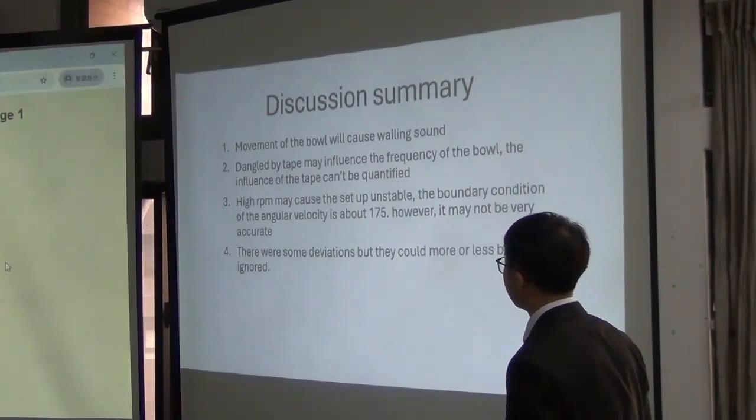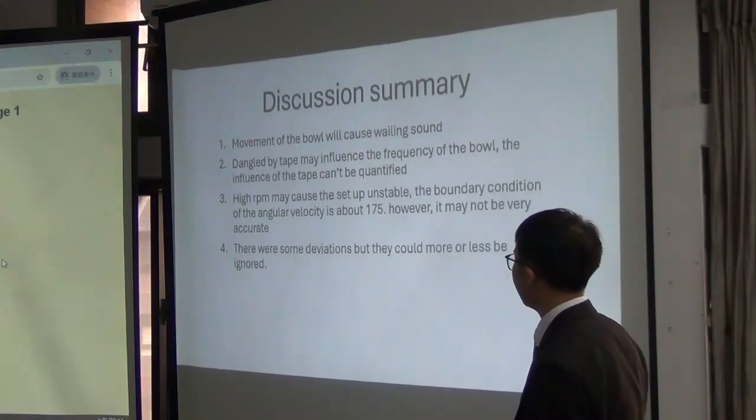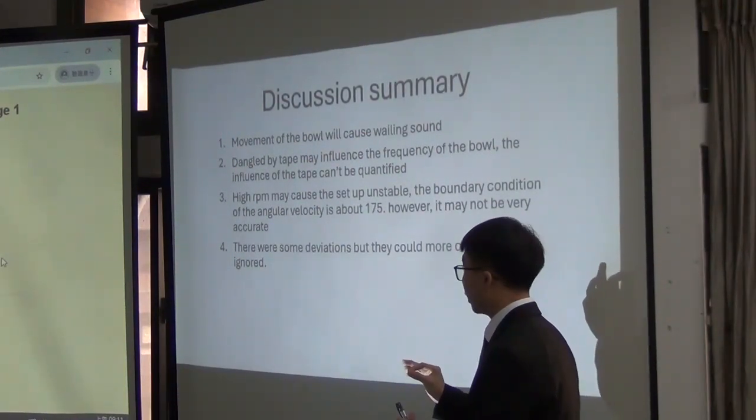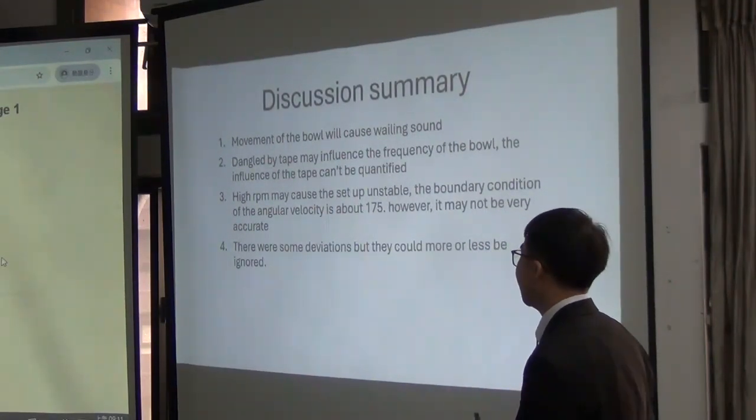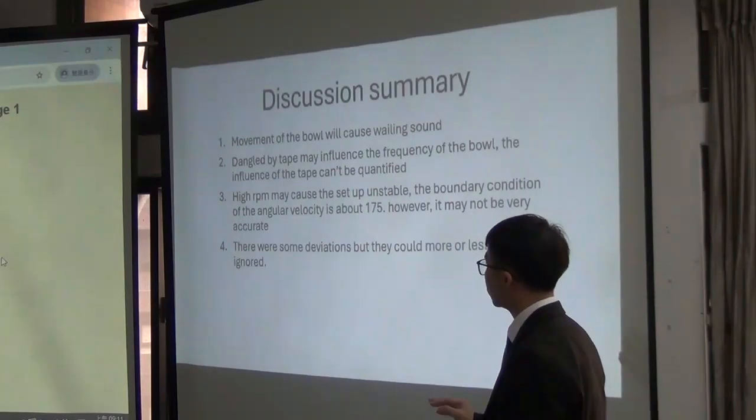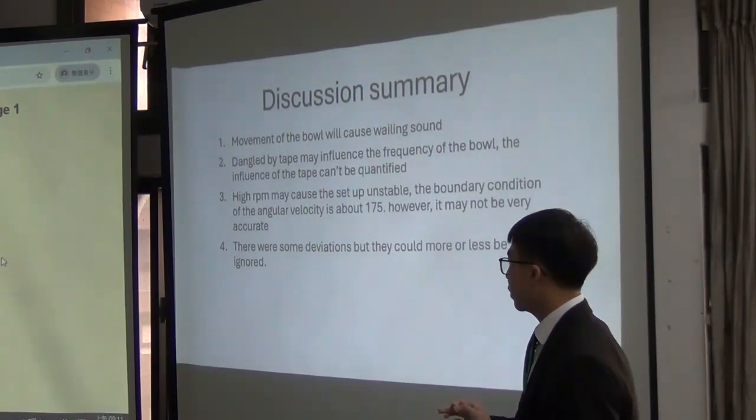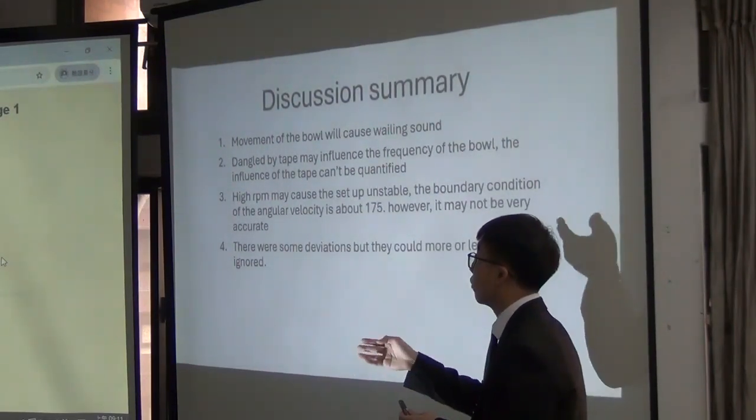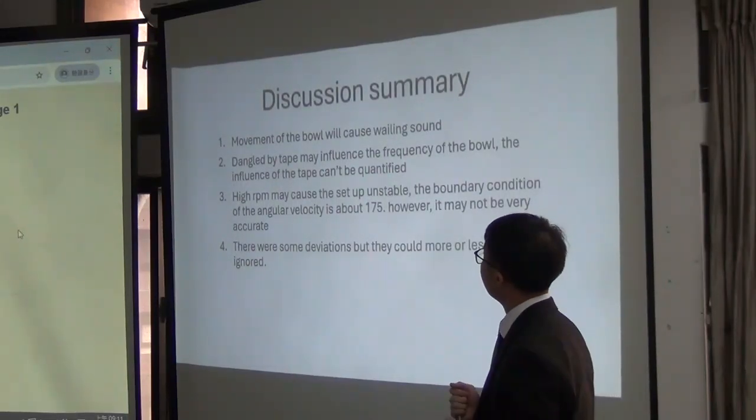The boundary condition of the angular velocity is about 175. However, it may not be very accurate since the reporter didn't really test, for example, 174 to see what might happen. And the last one is there were some deviations, but they could more or less be ignored. And the reporter thinks that this can be fully quantified to complete the report and make it more accurate. And that's the end of the discussion summary.